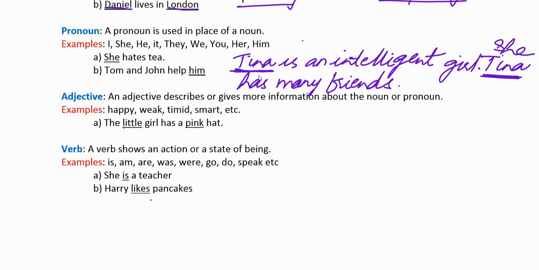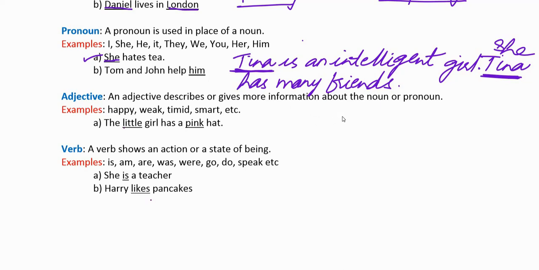Tina is an intelligent girl. She has many friends. So we can say that a pronoun is used to replace a noun in order to avoid repetition. Another thing I want you to notice here is the place of the pronoun in the sentence. Here in the first example, the pronoun she is placed in the subject's position. So whenever you want to replace a noun which is in the subject position, you have to use a subject pronoun.